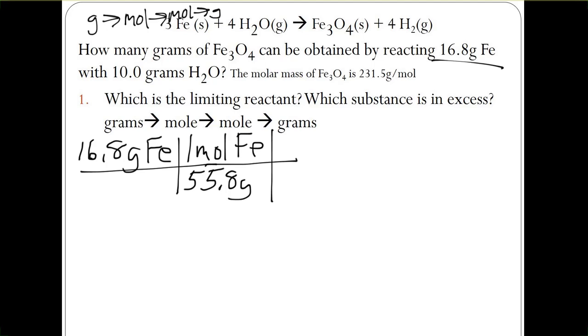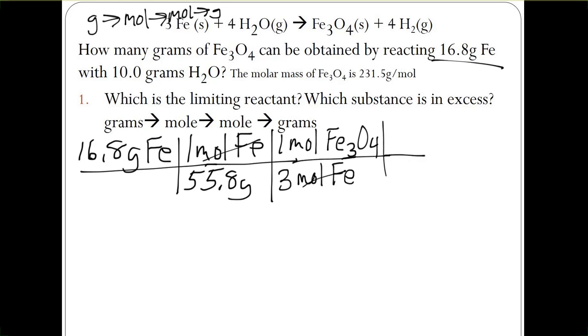Okay, so I've already done grams to moles. My next step is to look at the balanced equation, and I'm going to go from iron to one of the products. It doesn't matter which product you pick. I think I'm just going to do the Fe3O4 because that's the first one, but you could do the hydrogen also. So 3 moles of iron for every 1 mole of this iron oxide.